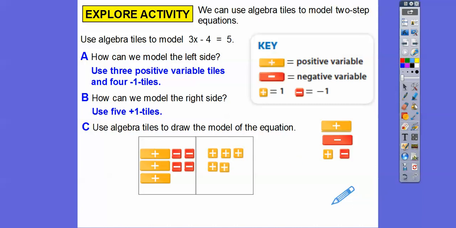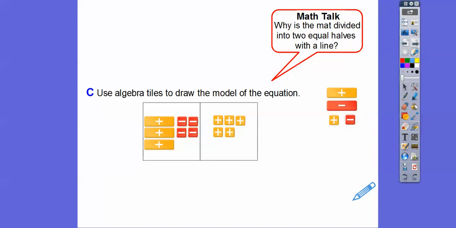Okay, so this is called a mat right here. I have a square on this side with this line. This line is our equals bar. So these are our positive variable tiles. So this says 3x minus 4 right there, equals, this line right here is equals, this 5 right there. Okay, so that's what this is asking.